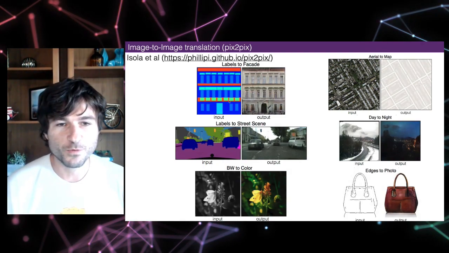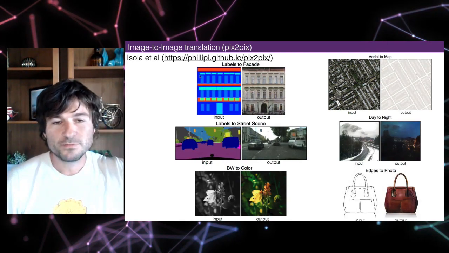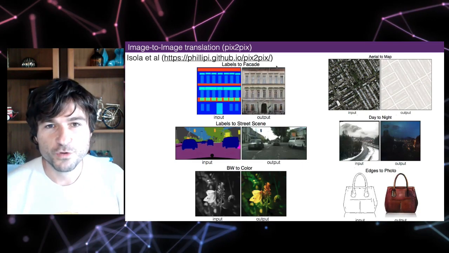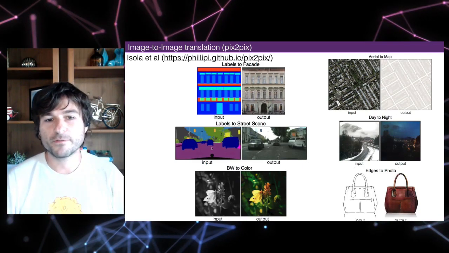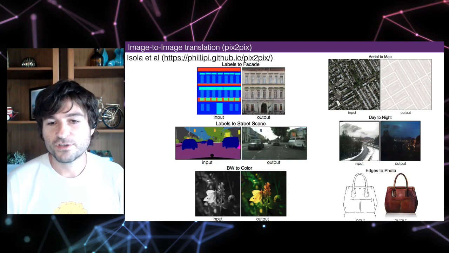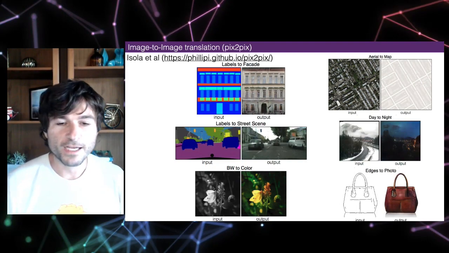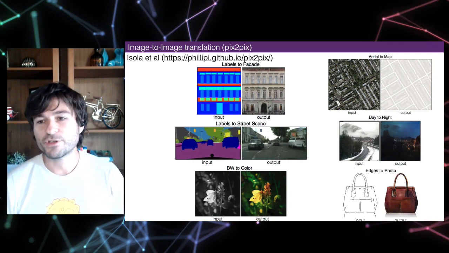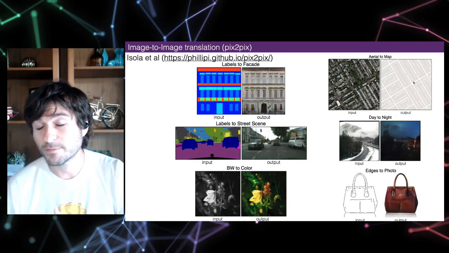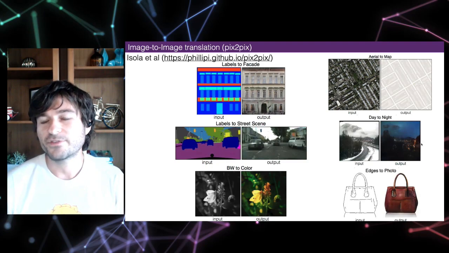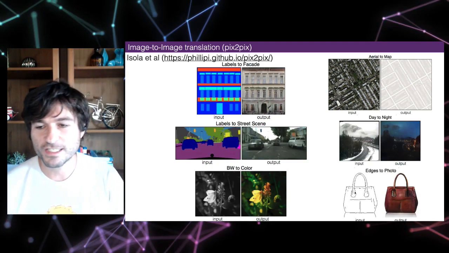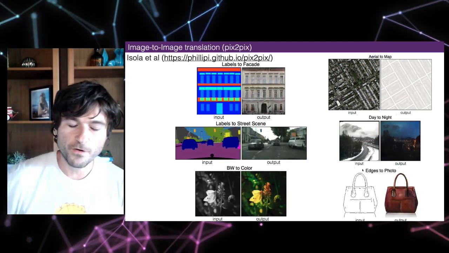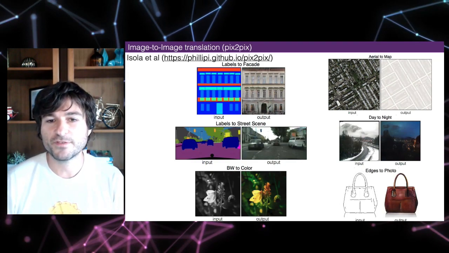So one image filter takes a label map and converts it into a facade, like a photograph of a building, or a label map into a street view scene, black and white photo to a color photograph, taking satellite imagery and converting it into maps, or possibly maps into satellite imagery, day photos into night photos, edge drawings into photographs, and so on. Lots of different examples of this.